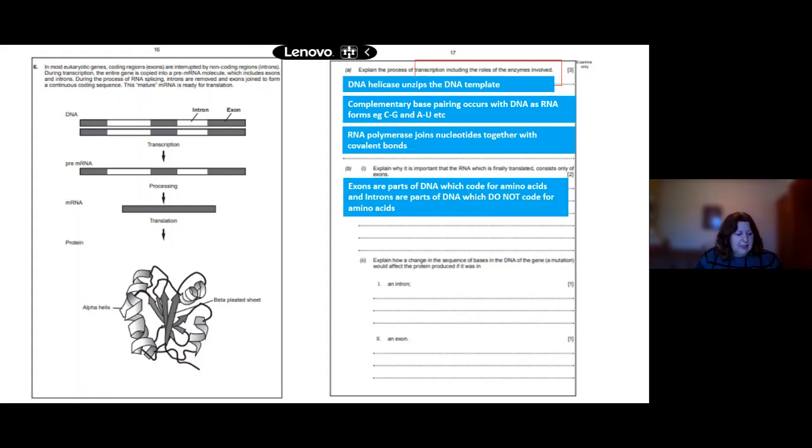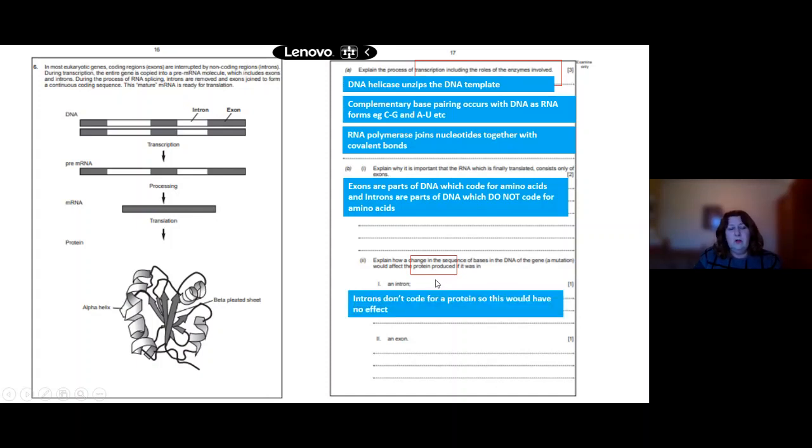And then finally in this question here, it says explain how a change in the sequence of bases in the DNA of the gene, that's a mutation, would affect the protein produced if it was in an intron. So now we know that the introns are non-coding parts, and it's asking us about if there was a mutation in the intron, how would that affect the protein made? So remembering what I said, introns don't code for proteins, so they will have no effect on the protein made.